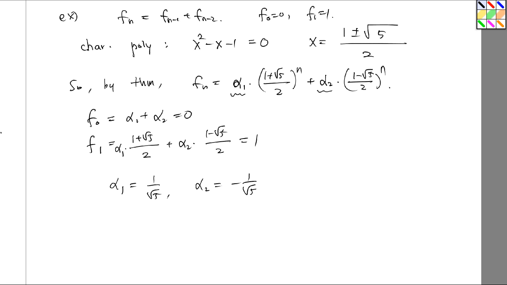So this is the solution that we obtained earlier using generating functions, but the idea is the same. So in this way, if the characteristic polynomial has distinct roots, then you can always write down the formula like this. Okay, this is the end of the video.